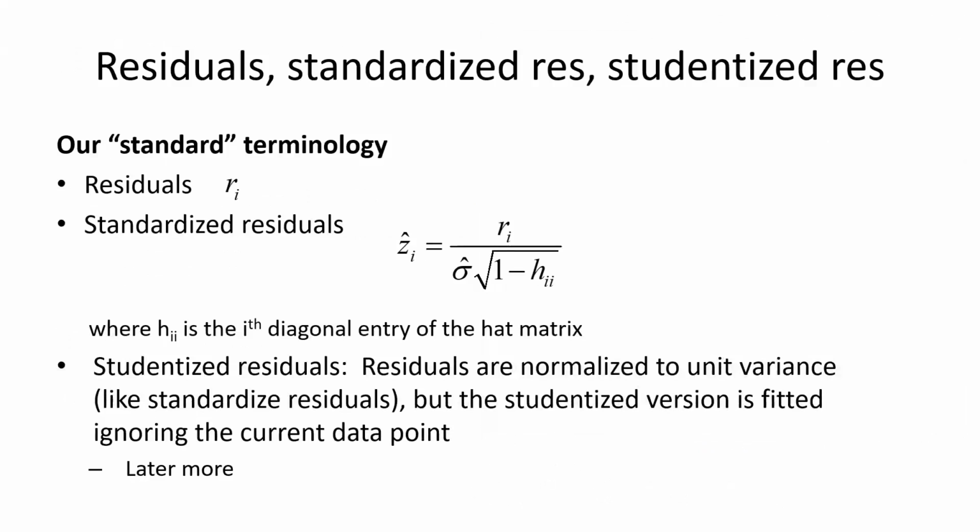We're not done with terminology. It turns out that different authors use different words. So we talk about residuals and standardized residuals. Then there's a third thing that's called a studentized residual. A studentized residual is the same thing as a standardized residual, except that in calculating it, the ith observation was not used.